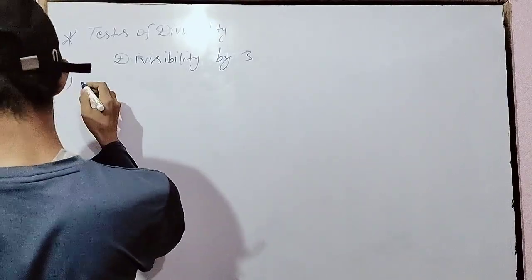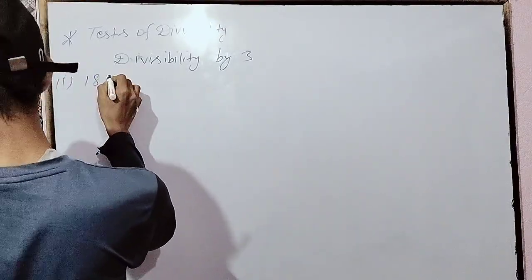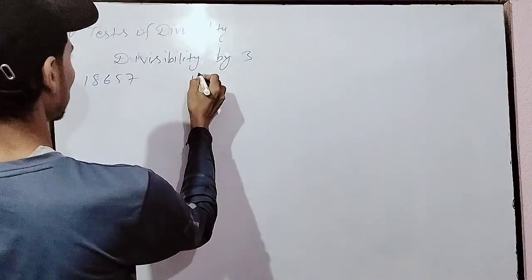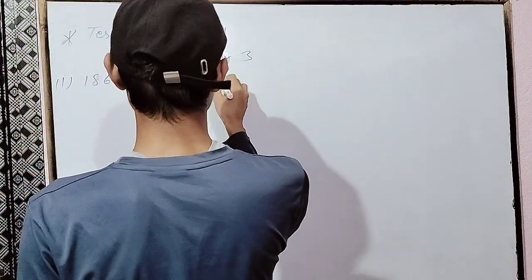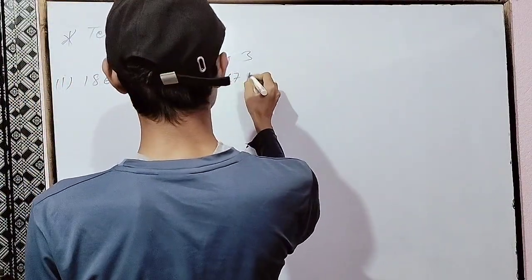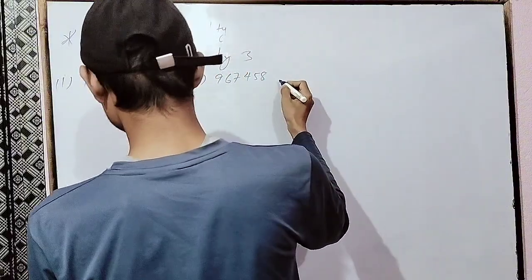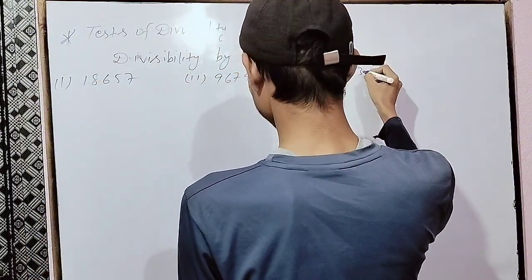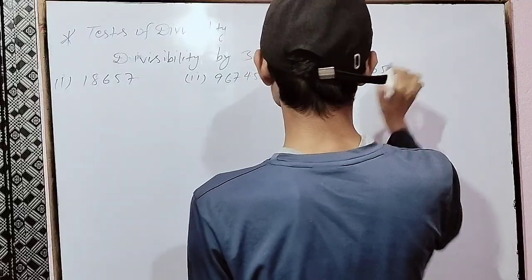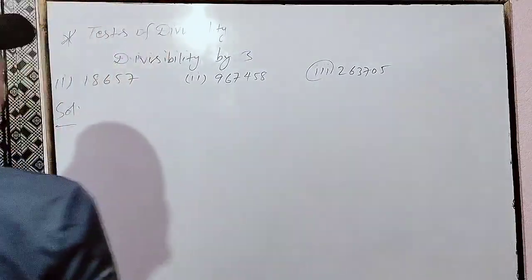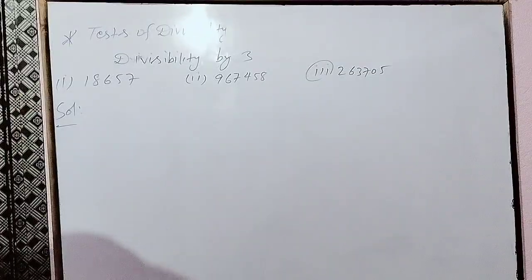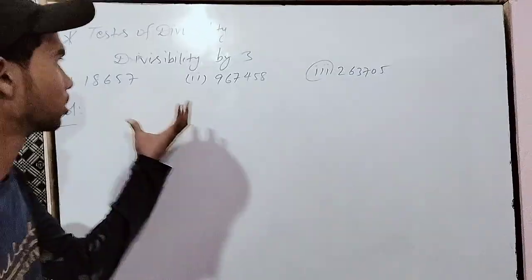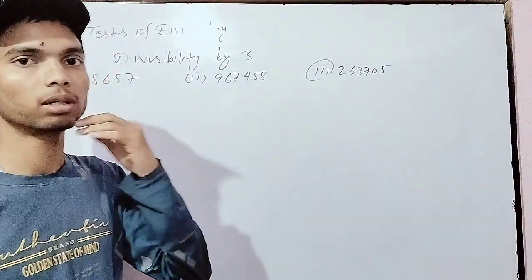First question: 18657. Second is 96745. Third is 263705. Okay, this is the question. Now we have this question, and the question is saying to check whether the given number is divisible by 3.